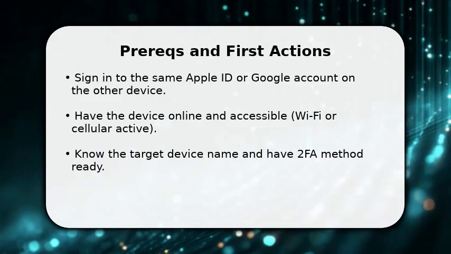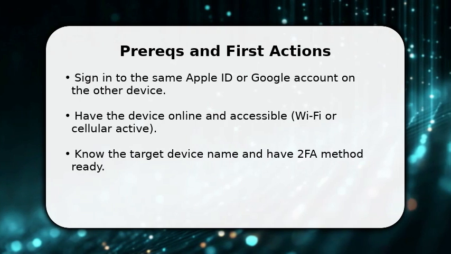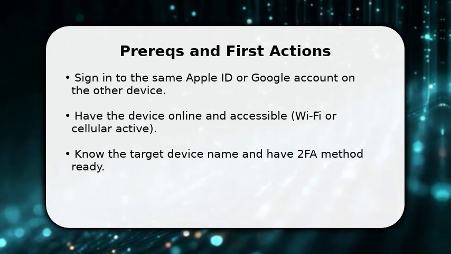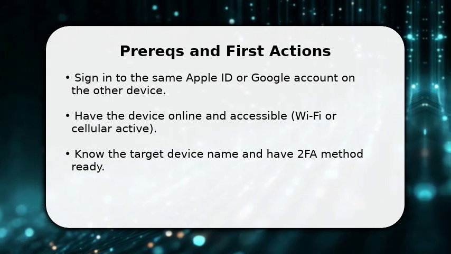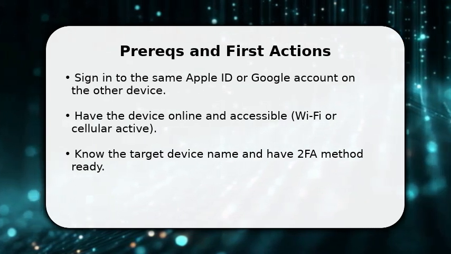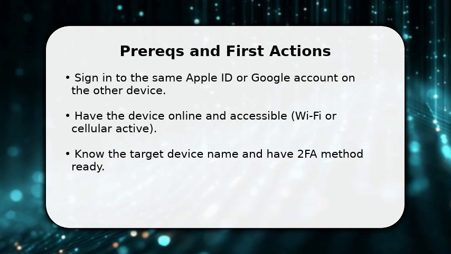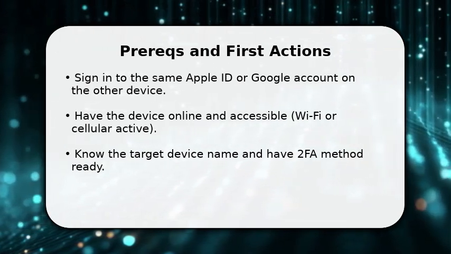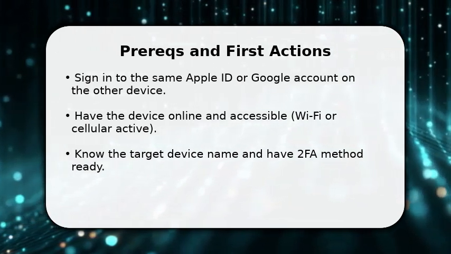You start by confirming prerequisites. Sign in to the same account on the secondary device and ensure the target phone is online. Once signed in, open the Find My or Find My Device app and select the device name. This is important because the app lists active devices and lets you manage location settings.